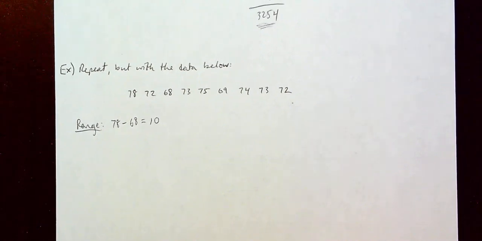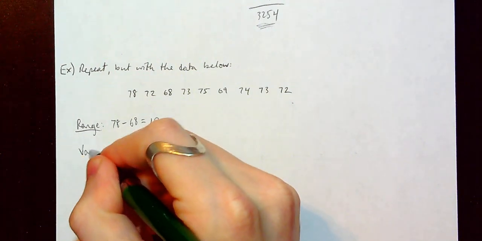So comparing the size of these values to the range, we have a fairly small range here. Our data values go between 68 and 78, and that's a small range given the size of the numbers that we have here. So a small range means we should be seeing a smaller variance and a smaller standard deviation. So let's see if that does indeed turn out to be the case.